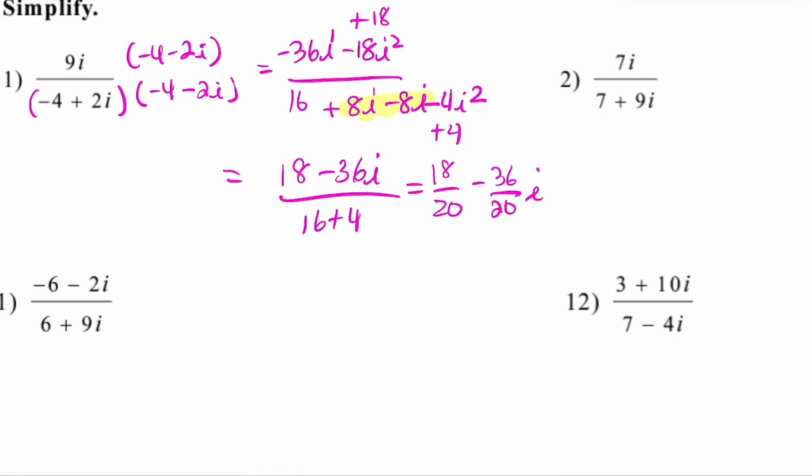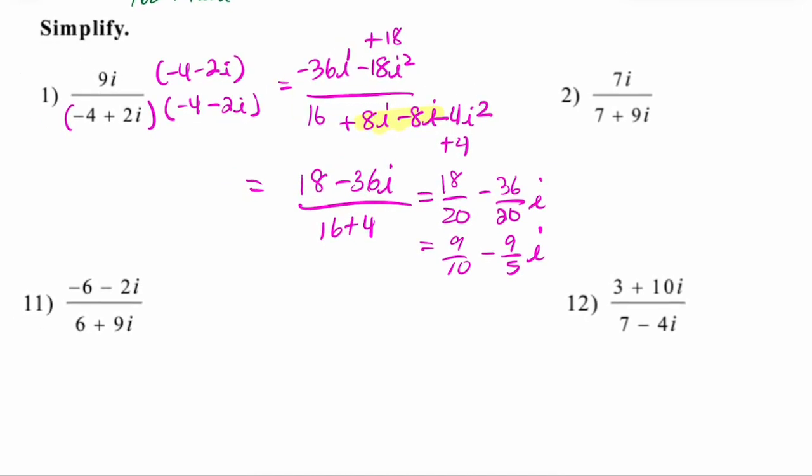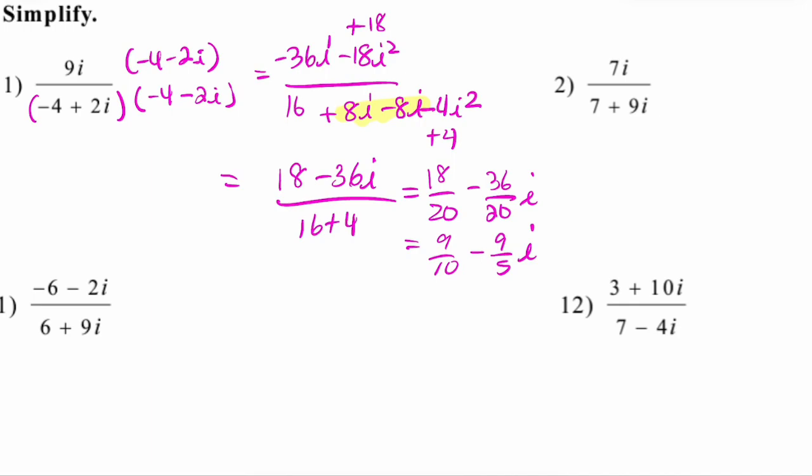There's not much you can do. You reduce it a little. 18 and 20 are both divisible by 2, so that is 9/10. 36 and 20 are both divisible by 4, and so that's 9/5. And you can't go further. That is what it is. There is problem number 1 on the bottom, that division. Any questions about that one? Okay, now let's do 11, and then you're on your own to continue this process.